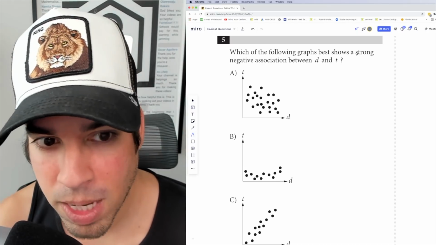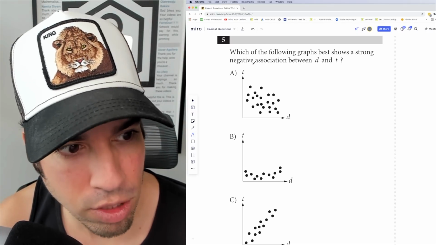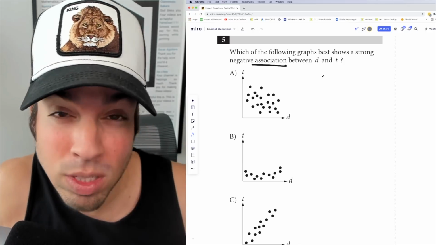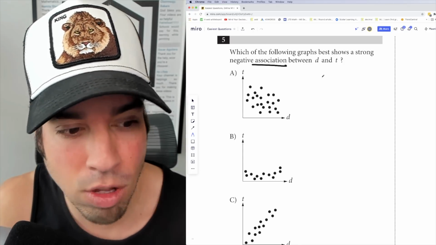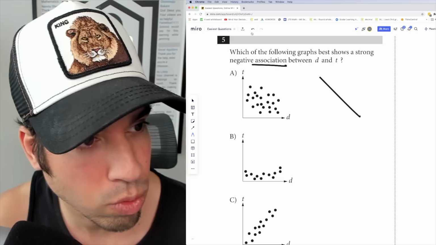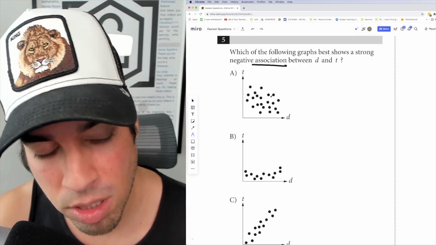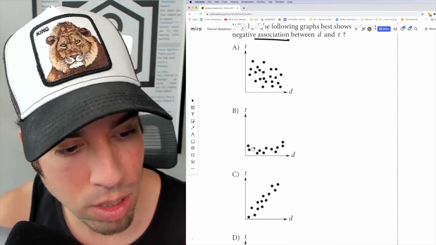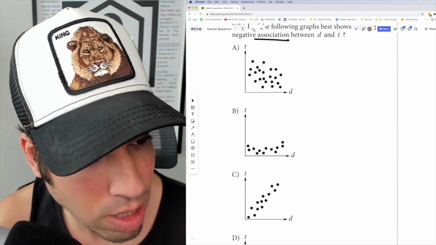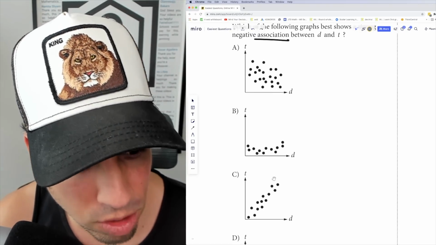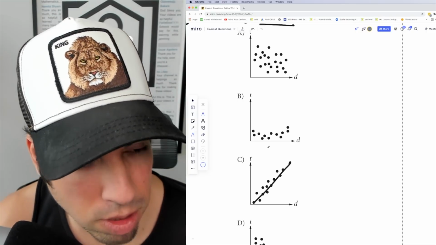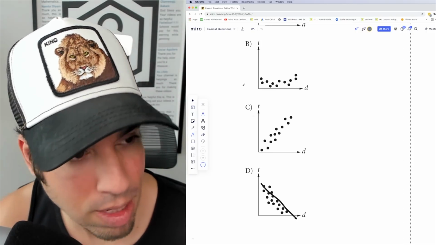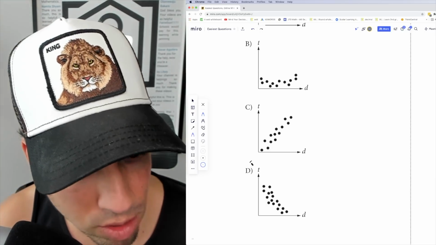Which of the following graphs best shows a strong negative association between D and T, aka we're looking for something that resembles a line with a negative slope, meaning going down from left to right. This one's not bad, but it still looks a little all scattered about, so it's almost like there's no association. This one is not that negative association. That almost looks like a flat line, constant slope of 0. This one here looks like a positive slope, a positive association, and D is the nice one. D looks like a nice negative slope, which means D is the winner.